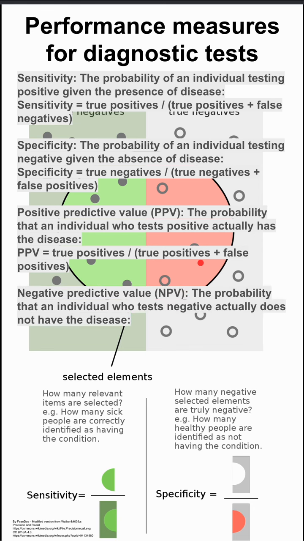The negative predictive value is the probability that an individual who has a negative test actually does not have the disease, calculated as the true negatives divided by the sum of true negatives and false negatives.